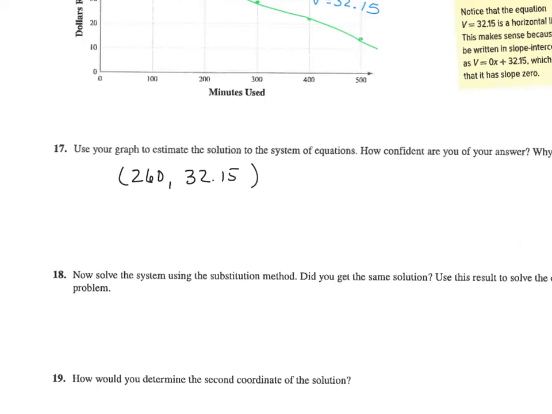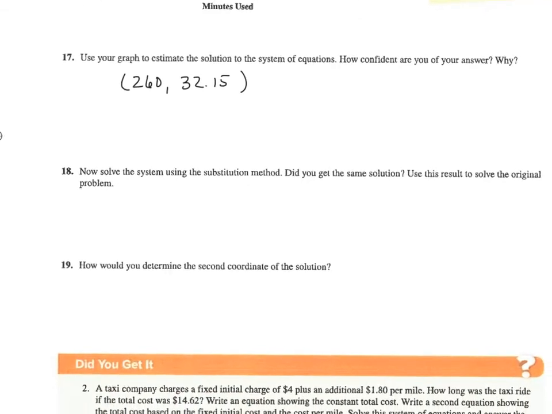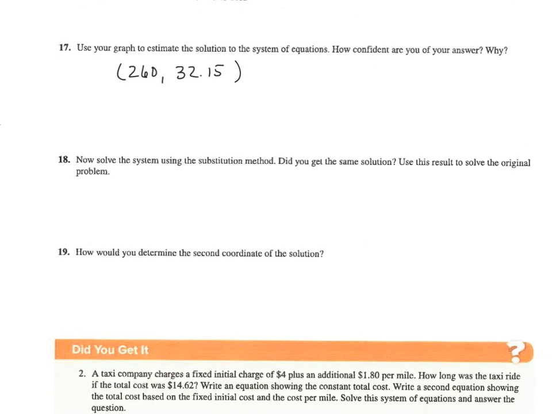Not at all. Then on number 18 it says, now solve the system by using the substitution method. Did you get the same solution? Well, probably not. Remember, V was equal to $32.15. It would be a lot easier to substitute that $32.15 in for V in our equation where we had 50 minus 7 x.